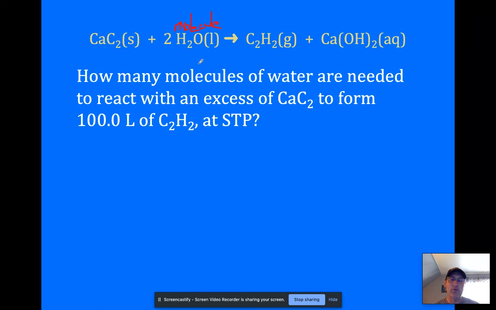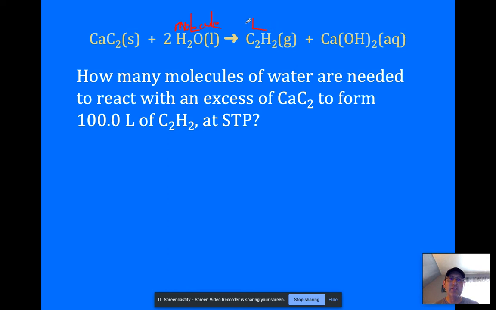If you have any sort of volume or mass or whatever, molecules are so little that you're always going to have a lot of those. It's just a counting number. It's like the number of molecules needed to react with an excess of CaC2. So now this is an excess, okay, to form 100 liters of C2H2.